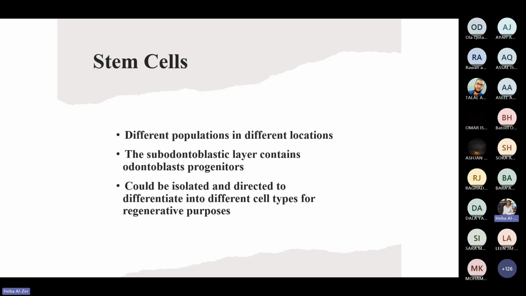The subodontoblastic layer contains a special kind, which is the odontoblast progenitors. A progenitor means a cell that has the capability to differentiate into only one kind of cell. So these are progenitors, but they are not fully differentiated. When a proper stimulus is there, they differentiate into odontoblasts. These stem cells could be isolated in the lab and directed to differentiate into different cell types for regenerative purposes.